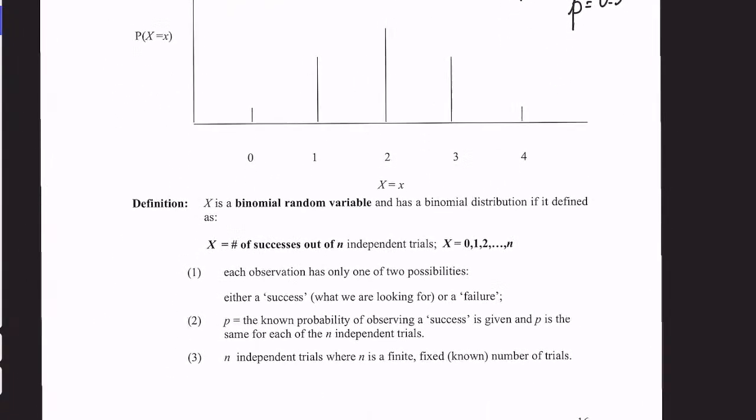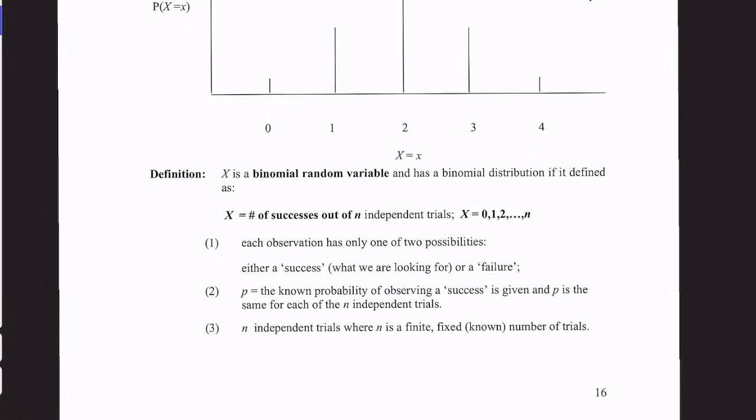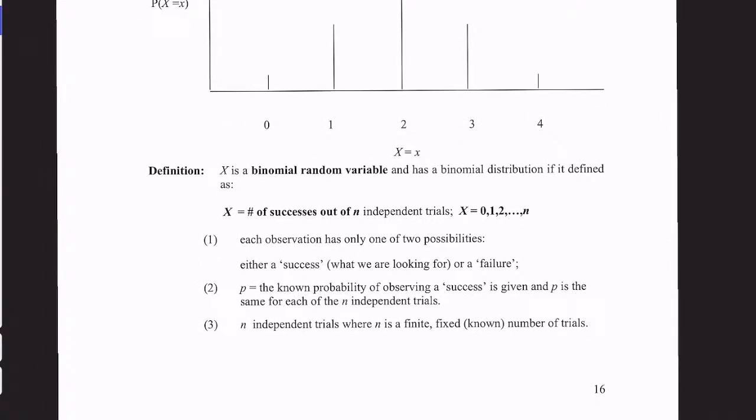There are 3 criteria that will establish that your variable is a binomial random variable. It can be expressed as the number of successes out of n independent trials. That sounds very technical, but you'll see that's pretty much what it's going to say every time. If you can identify these 3 criteria and you can express x, the variable, as the number of successes out of n independent trials, then what you do have is a binomial random variable.